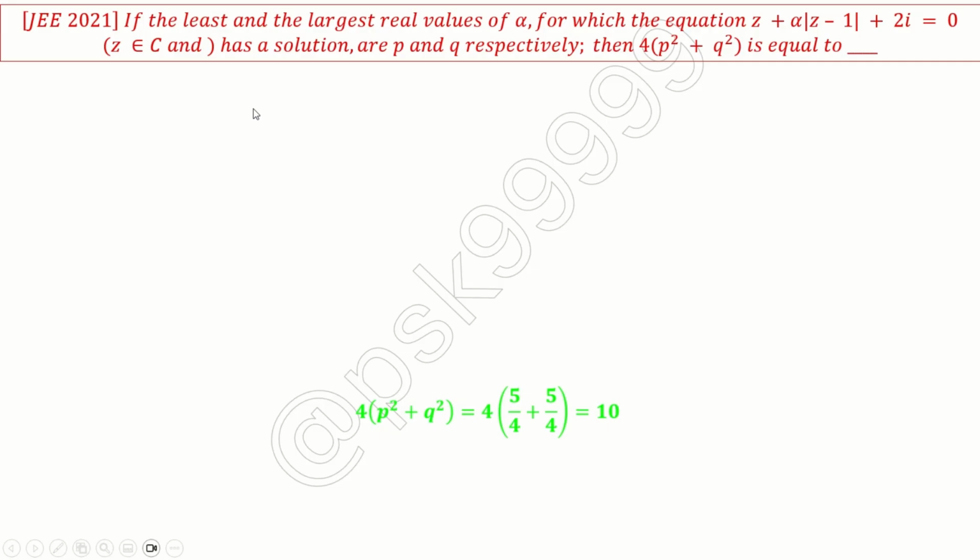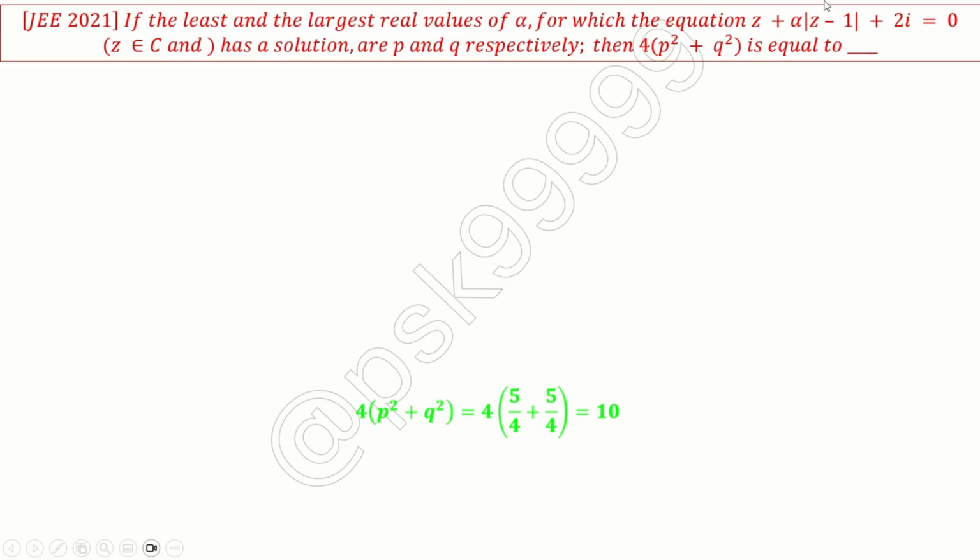Ignore the answer. If the least and the largest real values of alpha for which the equation z plus alpha times absolute z minus 1 plus 2i equal to 0, where z is a complex number, has a solution, are p and q respectively. Read the question very carefully. What are P and Q? P and Q are the least and the largest real values of alpha for this given equation.